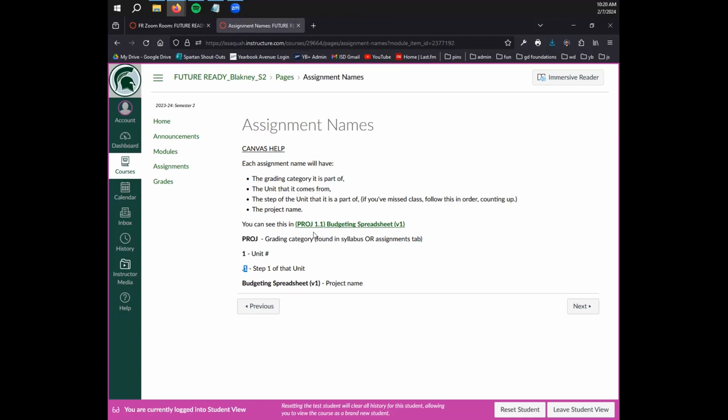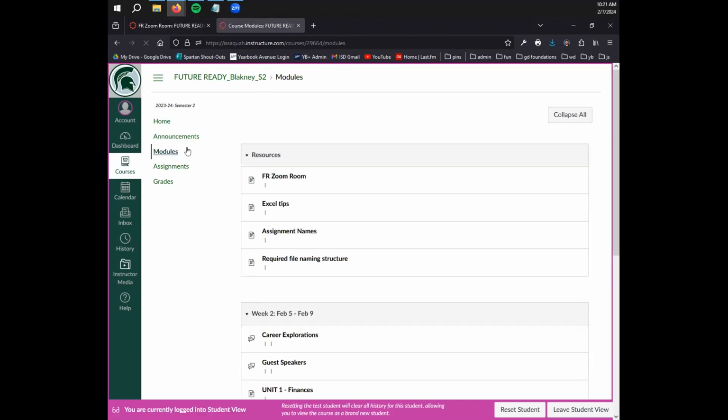So like project 1.1 is the first thing for unit 1. And then it's finally going to round out with the name of the assignment, which is budgeting spreadsheet. If you click on that, you can see what we're going to be creating that's due on Friday and something that we're going to improve upon throughout this semester. Okay, let's go back to modules real quick.